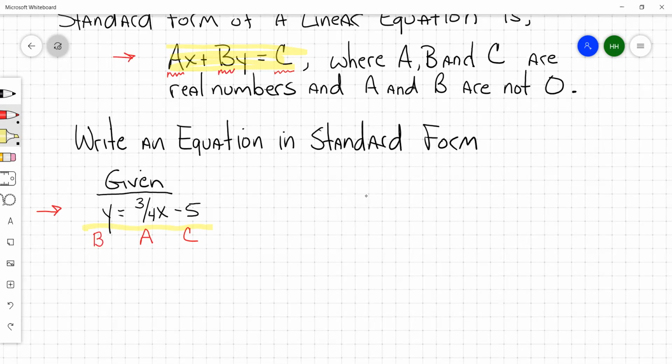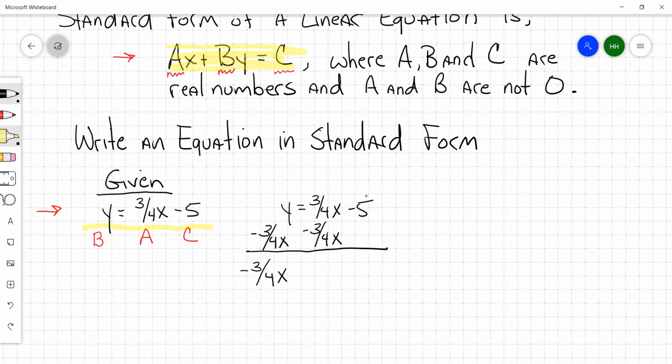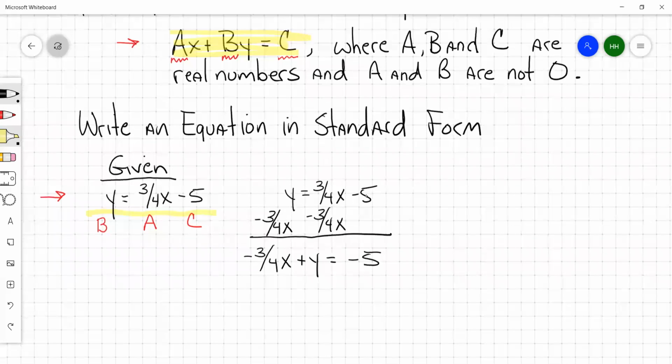That means this 3/4 x, which represents your ax, needs to get from the right side of the equal sign to the left side of the equal sign. All right? So if you got this y equals 3/4 x minus 5, and you subtract 3/4 x from each side, then you get negative 3/4 x plus y is equal to negative 5. And you're closer. Well, you're not closer. You're done.